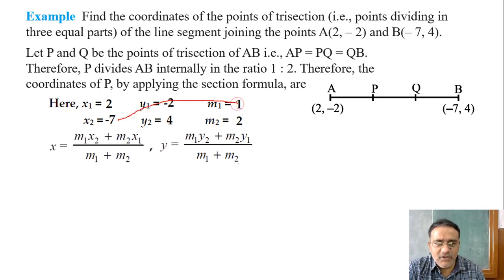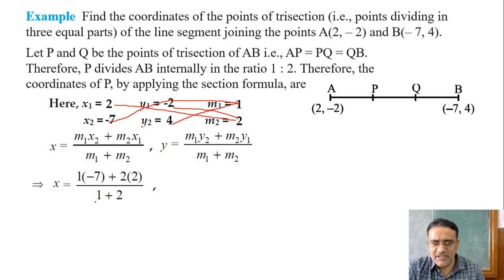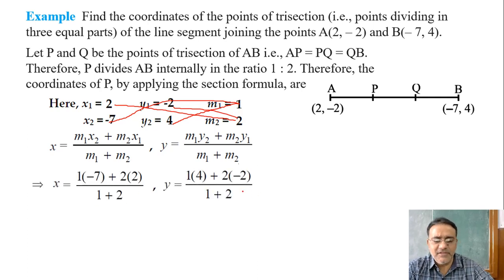Now 1 into minus 7 plus 2 into 2 upon 1 plus 2. For y, 1 into 4 plus 2 into minus 2 upon 1 plus 2. So this is x and this is y. So how much are we getting here? See, minus 7 plus 4.